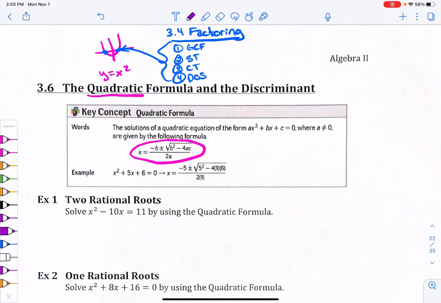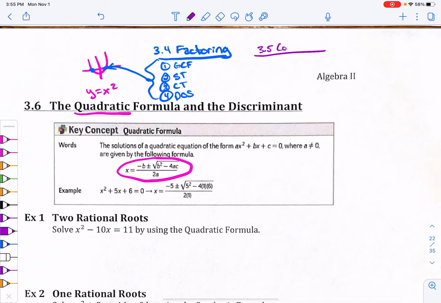And in section 3.5 then, we learned that sometimes factoring doesn't work, so we do completing the square. Complete the square, and that allows us to find those places where it crosses when factoring doesn't work. So we do that when this fails.